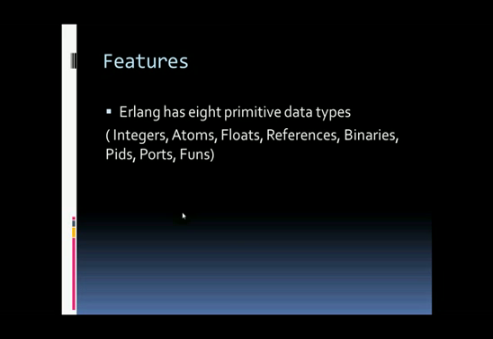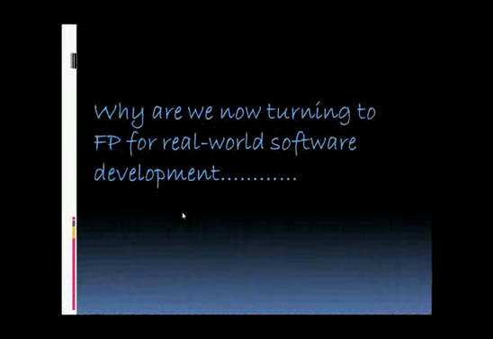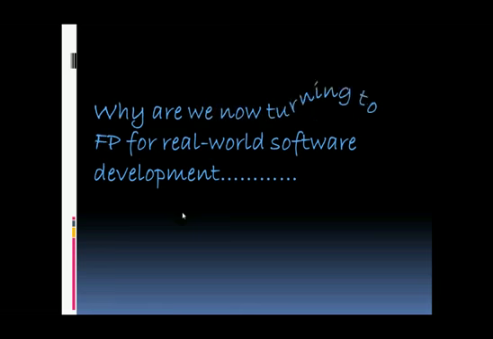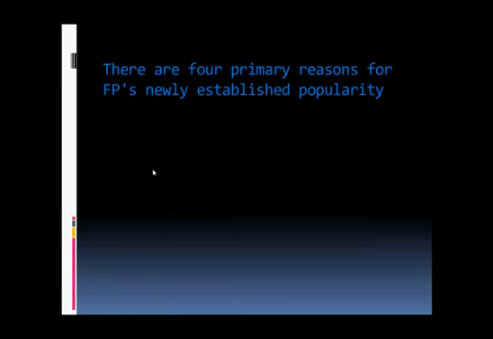A binary is a sequence of bytes. PID is short for process identifier. PIDs are references to Erlang processes. Ports are used to communicate with the external world. Messages can be sent to and received from ports, but these messages must obey the so-called port protocol. Funs are function closures. Funs are created by expressions of the form.